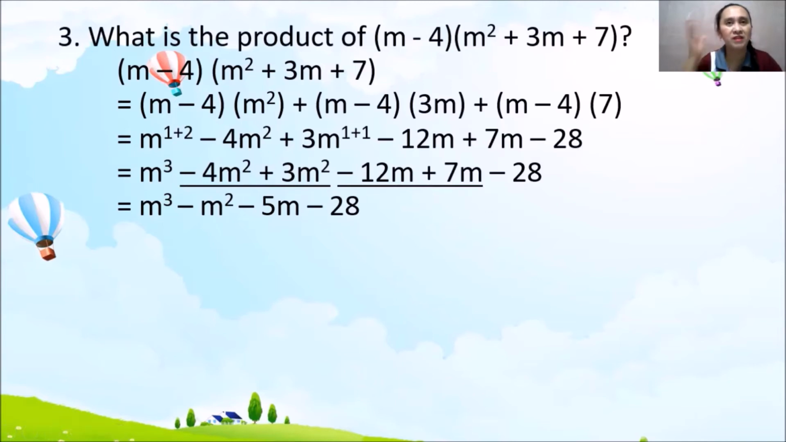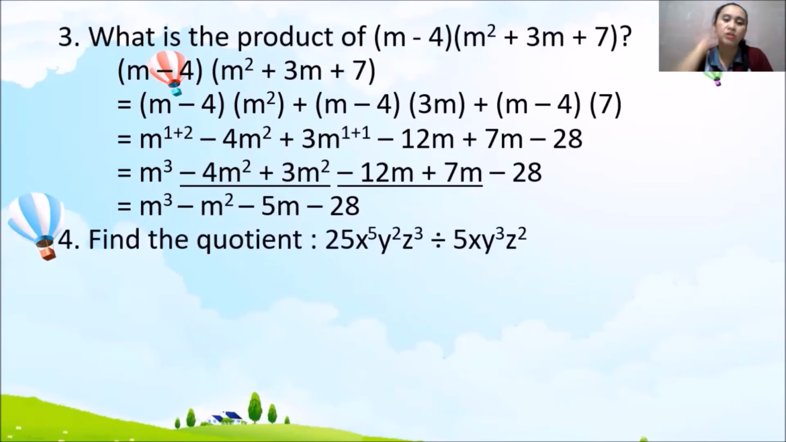One by one, pwede rin po siya by vertical na one by one yung imumultiply ang m sa m squared, m sa 3m, m sa 7, then negative 4 times m squared, negative 4 times 3m, and negative 4 times 7, still we get the same answer as m cubed minus m squared minus 5m minus 28.